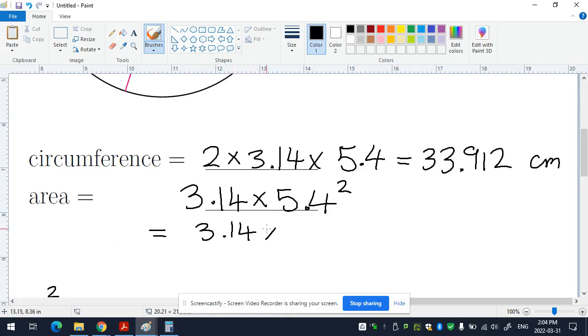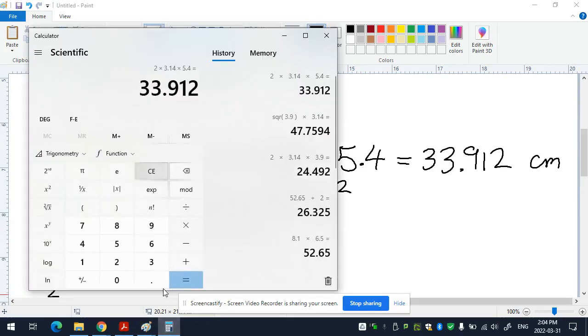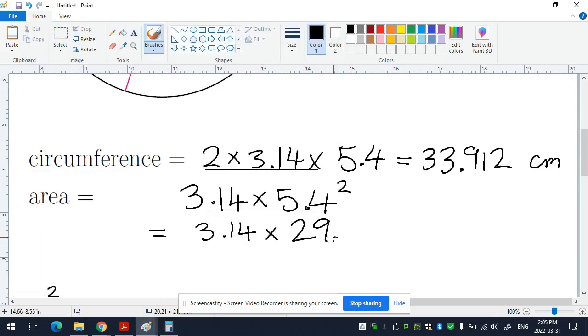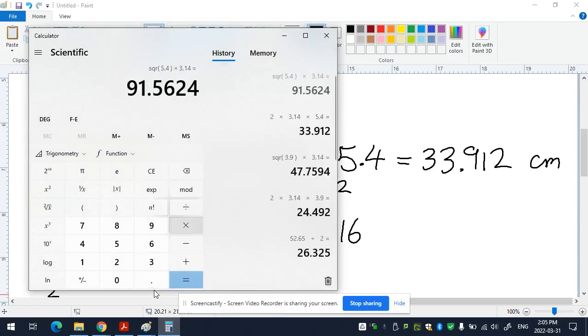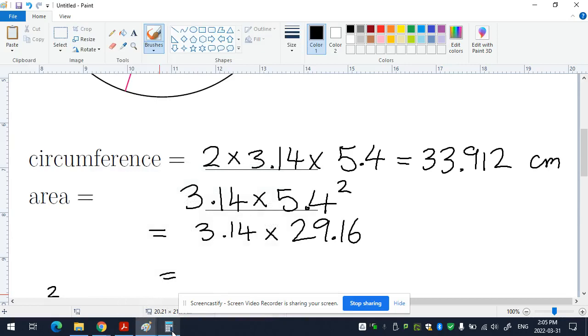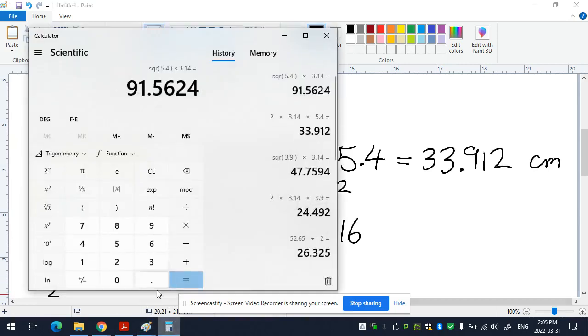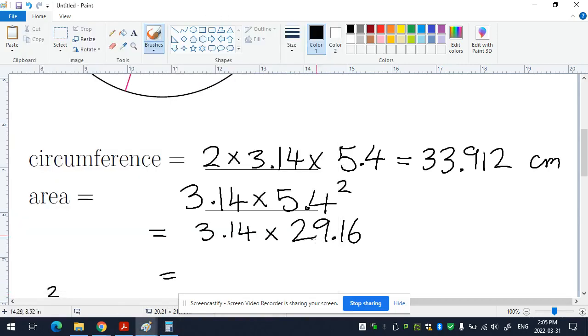So that's equal to 3.14 times... I don't know what 5.4 squared is. I just know it's like 19 point something. No, I'm mistaken, 29 point something or 30. No, I think it's 29. 5.4 squared, yep, 29.16. And now what do I do? I multiply. Does that make sense? Yeah, 30 times 3 is 90-ish. Yeah, that does make sense. 91.5624.